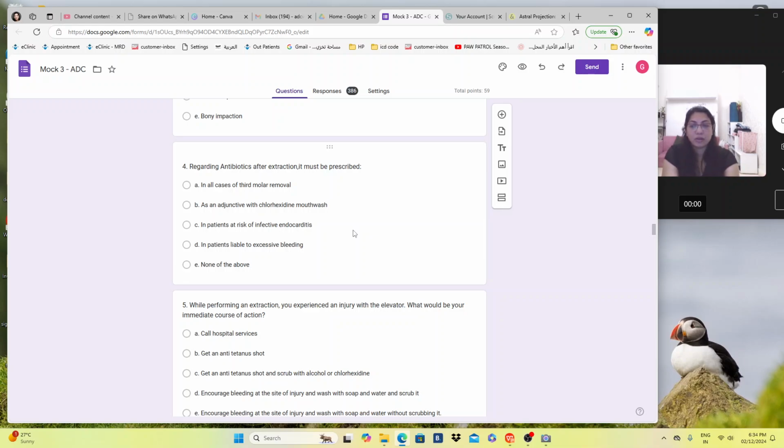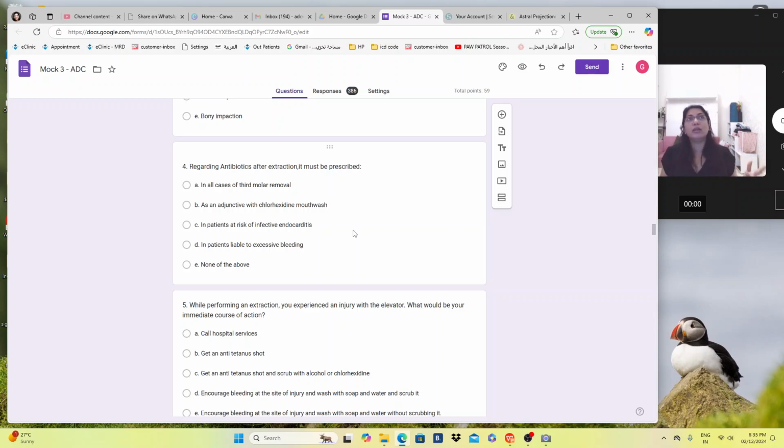Option A is straight away wrong. Option B, no. Option C, yes. Option D, in patients liable to excessive bleeding, then you would be taking the clotting factor measurements, and you'll have antithrombotic agents with you. Sorry, not anti. You'll have thrombotic agents with you. Antibiotic is not going to counter your excessive bleeding. That's a completely different thing altogether. So, in patients at risk of infective endocarditis is what I'll go with.